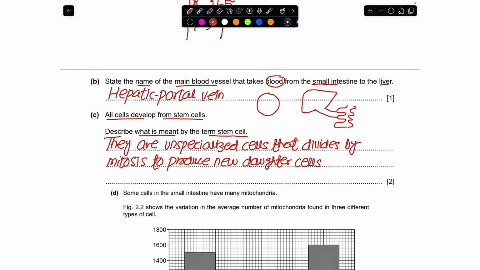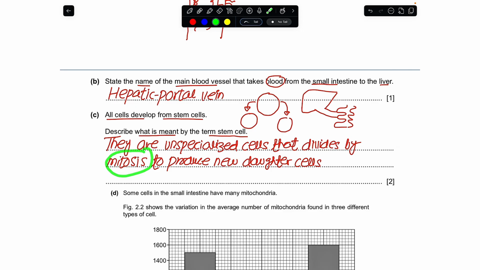And the scenario with the stem cells is that they have an ability to divide by the mitosis process. When they do so, they make new daughter cells, and these new daughter cells later develop some unique structures, and that allows them to become a specialized cell or a differentiated cell. So for 2 marks, we would simply say that they are unspecialized cells.